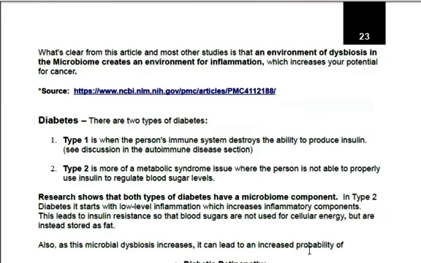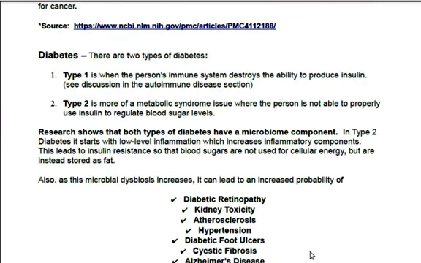We talk about diabetes. There are 2 types of diabetes. Type 1 is an autoimmune disease because the immune system has attacked the cells that produce insulin. Type 2 is a metabolic syndrome issue, and so that's a different type of issue. But when you reset the microbiome, you address both of these different types of issues.